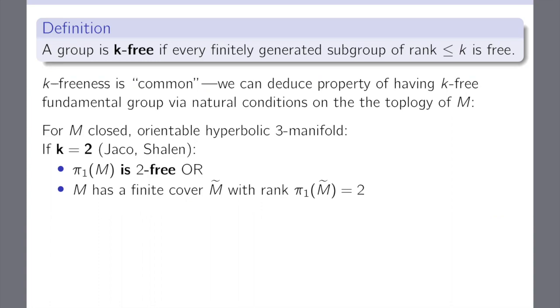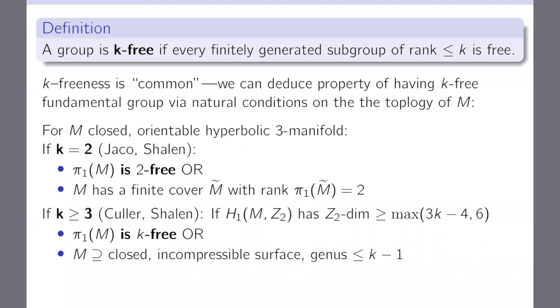So if we have a closed orientable hyperbolic 3-manifold, Jaco and Shalen showed that if k is 2, then we have this dichotomy where either the fundamental group is 2-free or admits a finite cover where the rank of the fundamental group of the finite cover is 2. So I'm either 2-free or something else that's easy to deal with. And same thing when k is greater than or equal to 3, Culler and Shalen showed, modulo some small requirement on the dimension of the first homology groups, and you can think about the first homology group as the abelianization of the fundamental group.